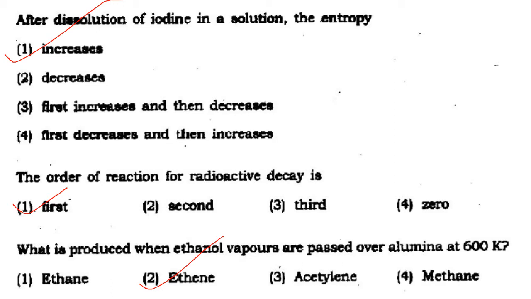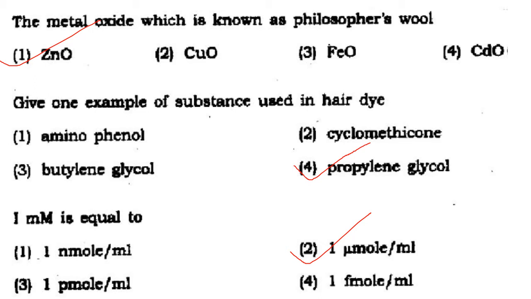What is produced when ethanol vapors are passed over alumina at 600 Kelvin? Option 1 ethane, 2 ethene, 3 acetylene and 4 methane. Answer is option 2 ethene. The metal oxide which is known as philosopher's wool: option 1 ZnO, 2 CuO, 3 FeO, 4 CaO. Answer is option 1 ZnO.